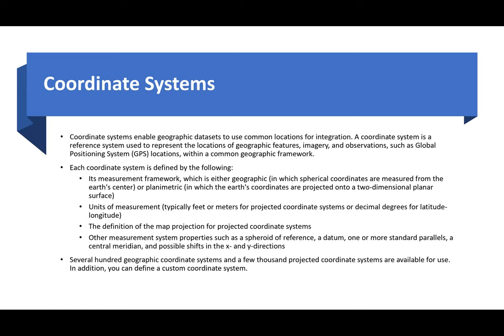A coordinate system is also defined by units of measurement, typically feet or meters for projected coordinate systems, or decimal degrees for latitude and longitude. It is also defined by the map projection for a projected coordinate system and other properties such as sphere of reference, a datum, one or more standard parallels, a central meridian, and possible shifts in the X and Y directions. What's important to know is that you don't necessarily need to know the specifics of all of these, because there are several hundred geographic coordinate systems and a few thousand projected coordinate systems.